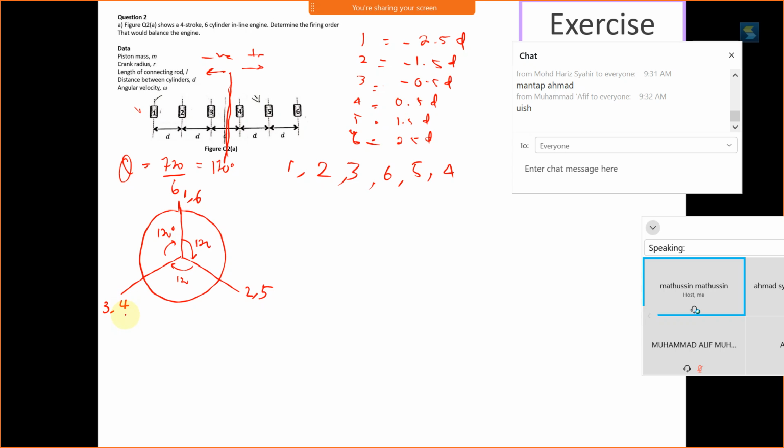4. Jadi, kita punya firing order mesti 1. Lepas 1 must be 2 lah. Mesti 2. Lepas 2 mesti 3. Lepas 3 mesti 6. Lepas 6 mesti 5. And lepas 5 must be 4. Jadi, kita punya firing order adalah 1, 2, 3, 6, 5, 4. Okay, clear? Clockwise, yes. Dia must be clockwise. Dekat sini, kedudukan dia. Okay. 1, 2, 3, 6, 5, 4. Mesti clockwise.